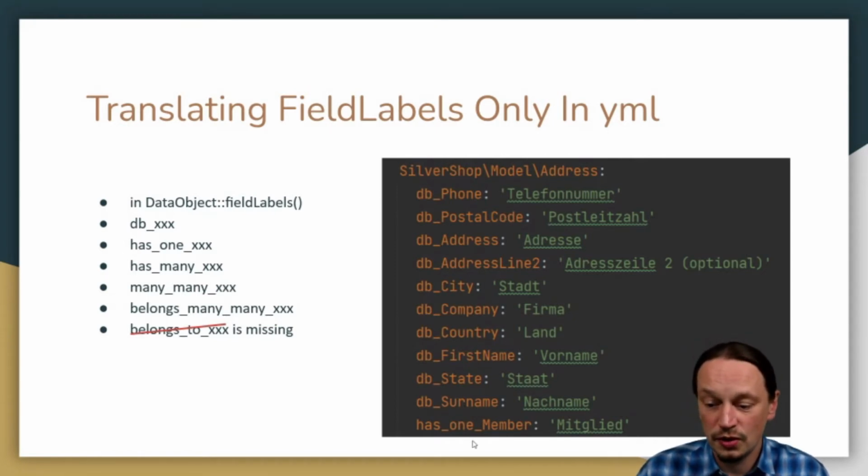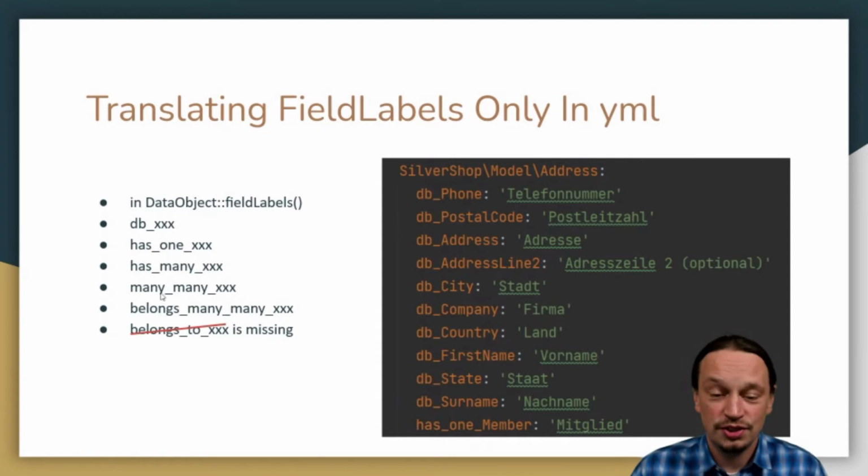It also works for has one, for has many, for many many, for belongs many, but unfortunately it doesn't work with belongs to. I don't know why, but it's not in the code in this field labels method.